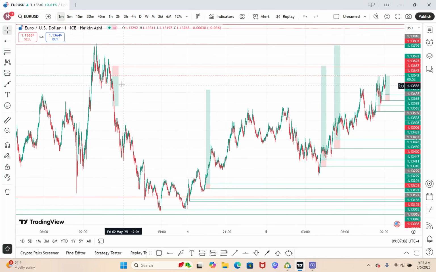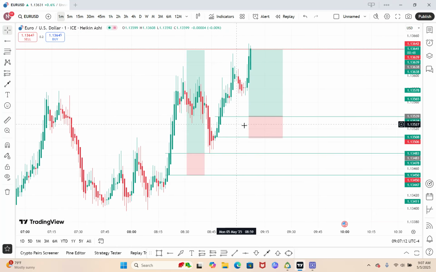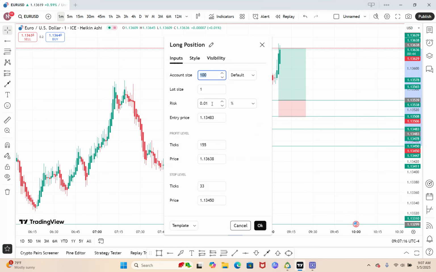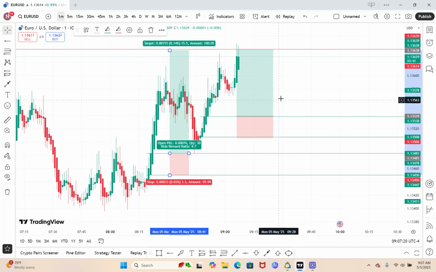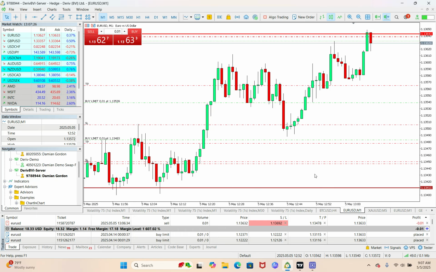Right, so this order right here is triggered. We didn't get fill on this one or this one. This would have been a winning trade. So we would have won $1.55, but we didn't get fill. Sellers are rejecting buyers at the moment. Let's go back to MetaTrader 5.